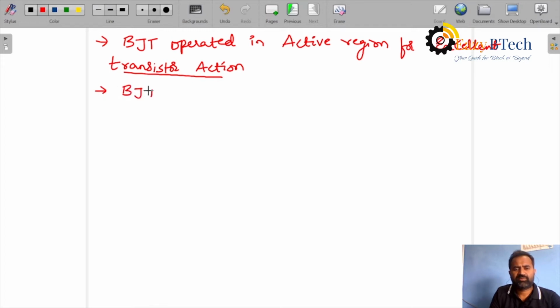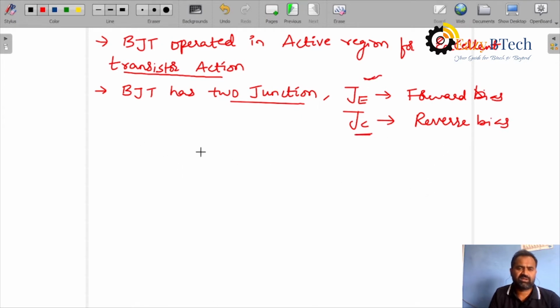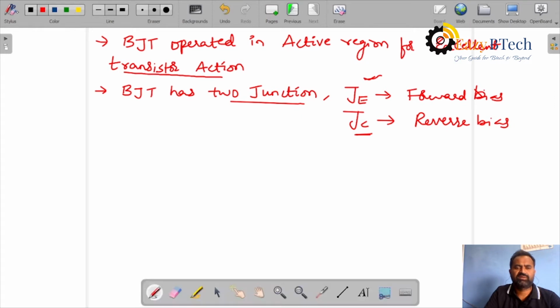BJT has two junctions. Number one, JE, forward bias. Next, JC, this is reverse bias. JE junction in forward bias, JC junction in reverse bias. That we will discuss today clearly.